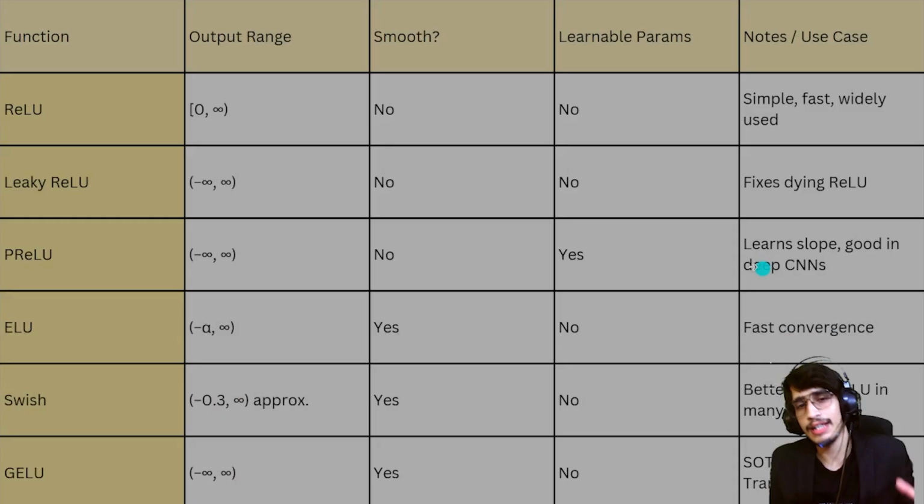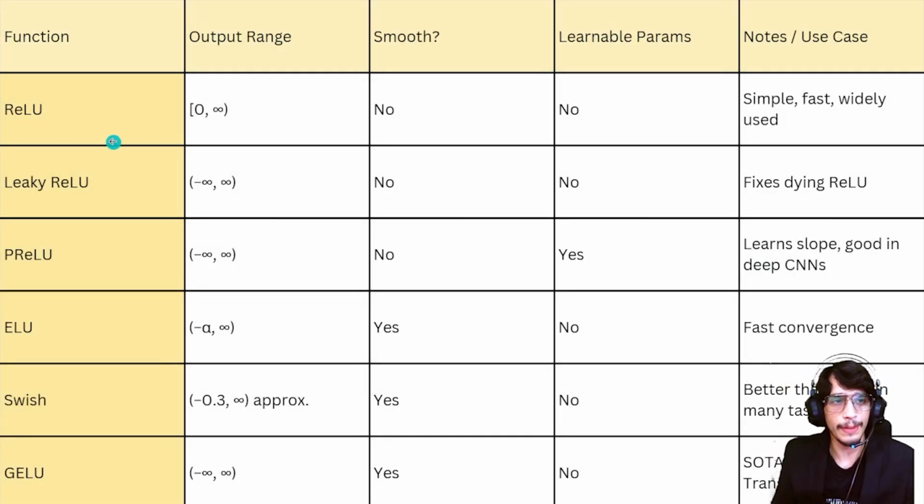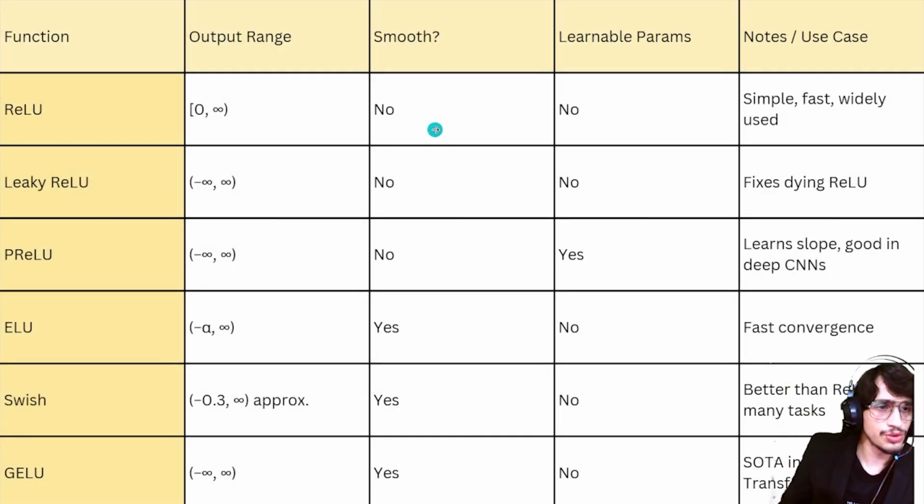So what are the differences? In ReLU, Leaky ReLU, and Parametric ReLU, there is no smooth curve. But in Parametric ReLU there is a learnable parameter, which means it can adjust its value itself. In Leaky ReLU we just fix some part and give the alpha. And in ELU, there is an exponential form and it converges fast.